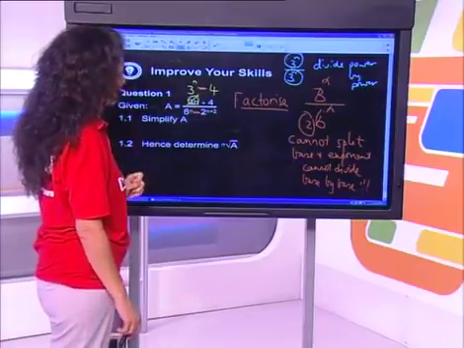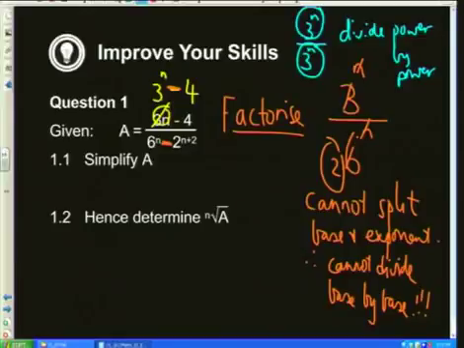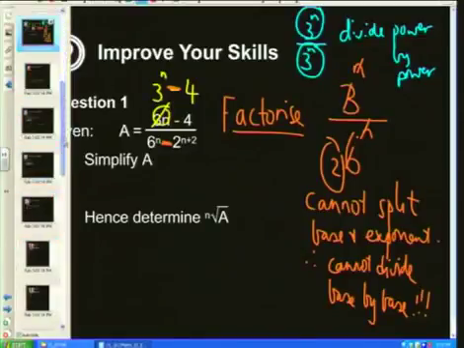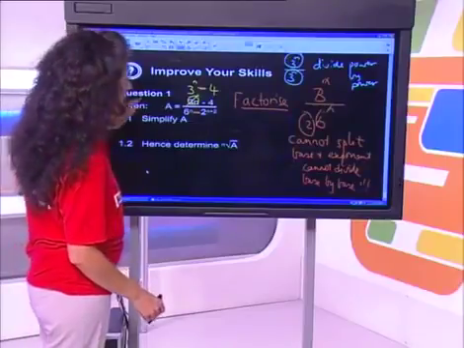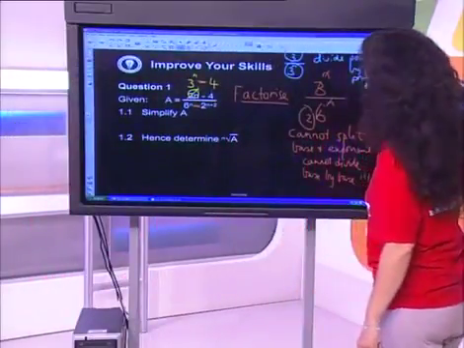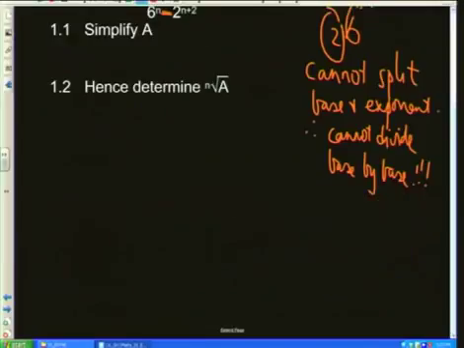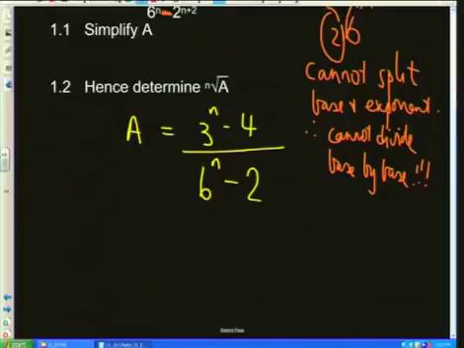Okay, so now we're going to simplify this a, and we're just going to go down a little bit. Right, so my question is this. A is 3 to the n minus 4, and I'm dividing it by 6 to the n minus 2 to the n plus 2. Grade 11s, our job is to try and get same base, same exponent in order to be able to factorize.